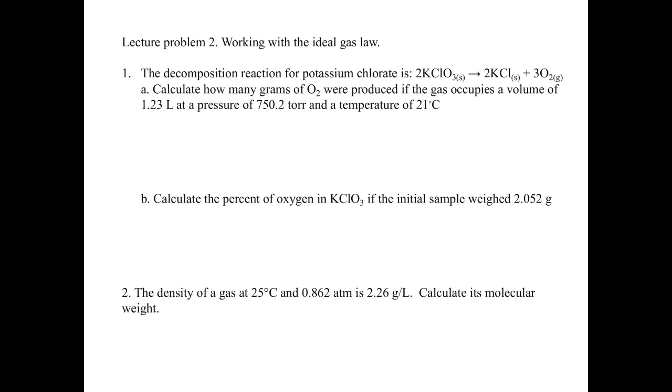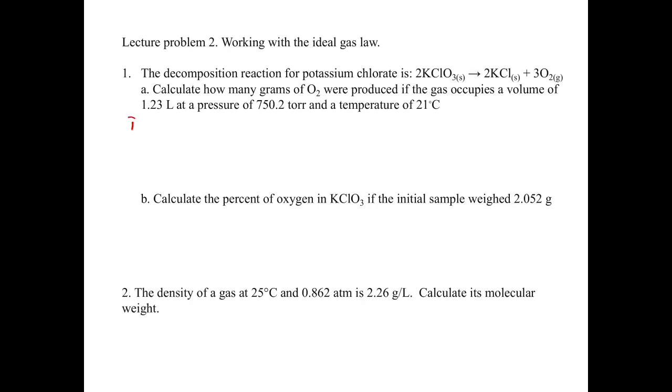In a later slide, we're actually going to look at how we can use PV equals nRT to work with stoichiometry. So in this case, it says the decomposition reaction for potassium chlorate is 2KClO3 gives 2KCl plus 3O2. And then it says, calculate how many grams of O2 were produced if the gas occupies a volume of 1.23 liters at a pressure of 750.2 torr and a temperature of 21 degrees Celsius. So in this case, we're going to start by just writing down the information that's given. So we're given a pressure, which is equal to 750.2 torr.